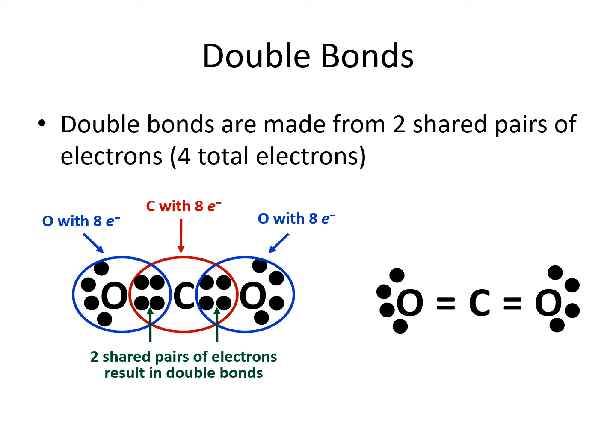Instead of drawing it with 4 dots between the atoms, we can draw 2 lines. Remember, each line represents 2 dots. The 2 lines go on top of each other like an equal sign.